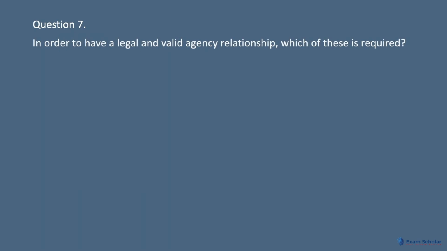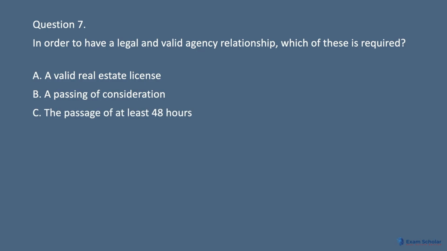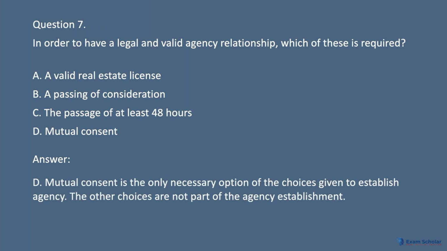Question 7. In order to have a legal and valid agency relationship, which of these is required? A. A valid real estate license. B. A passing of consideration. C. The passage of at least 48 hours. D. Mutual consent. Answer. D. Mutual consent is the only necessary option of the choices given to establish agency. The other choices are not part of the agency establishment.